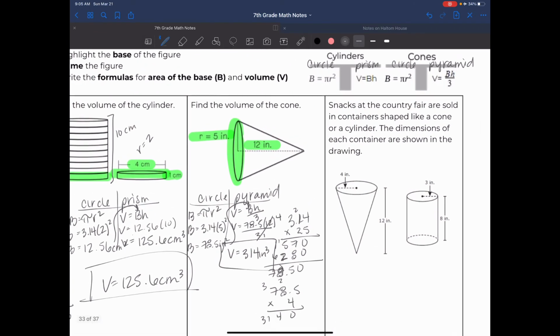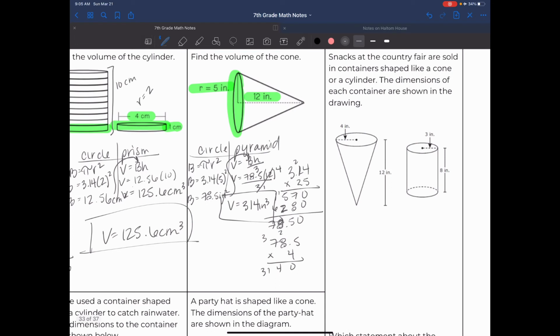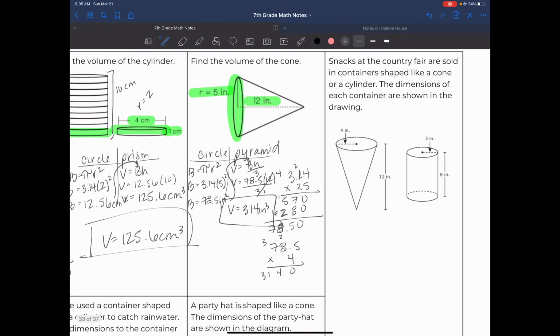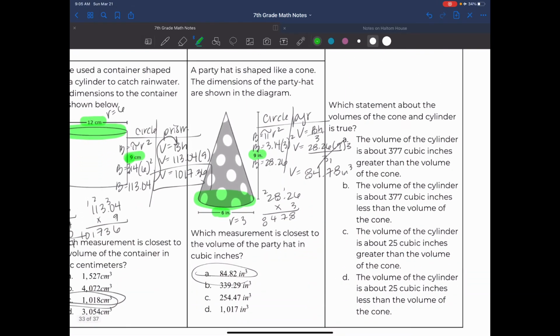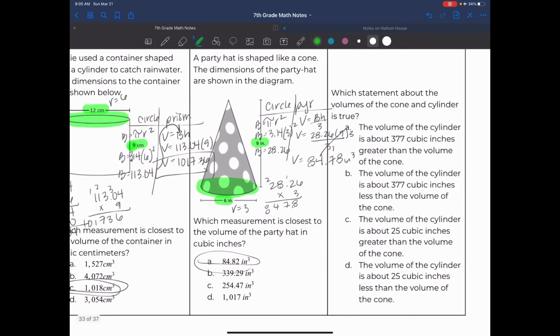And I say ugly because clearly we're doing a cone and a cylinder in this question. Let's read it first. Snacks at the county fair are sold in containers shaped like a cone or a cylinder. The dimensions of each container are shown in the drawings. So we've got the cone, which has a radius of 4, a height of 12, a cylinder that has a radius of 3 and a height of 8. Which statement about the volumes of the cone and cylinder is true? It looks like we're going to have to find the volume of both.